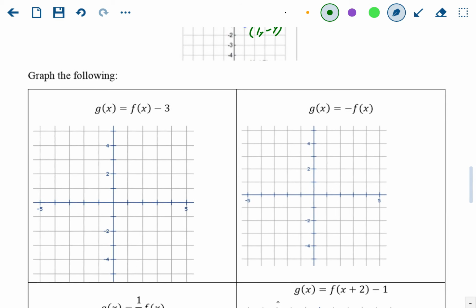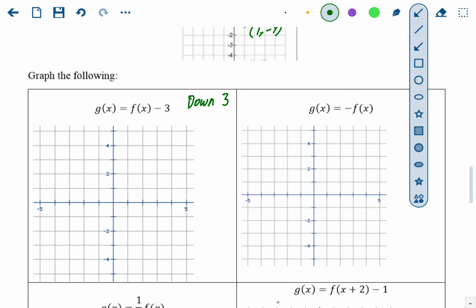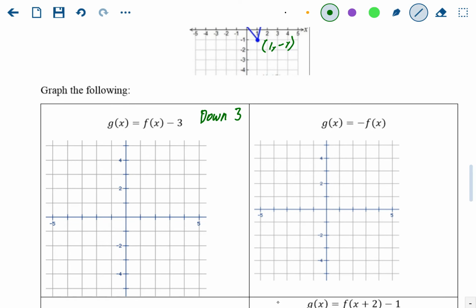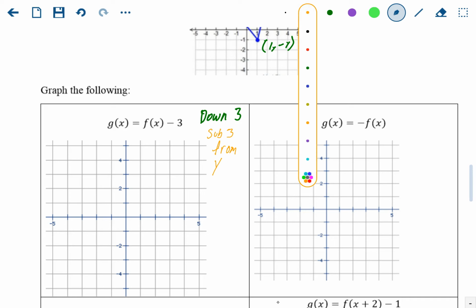And it says g(x) equals f(x) minus 3. Now again, minus 3 outside of the function means down 3 units. So what that means, down 3, that affects the y value. So what we're really going to do is subtract 3 from all the y values. So take all 4 ordered pairs that are up there and just take 3 away from each y value.